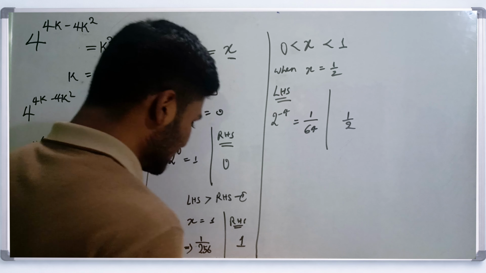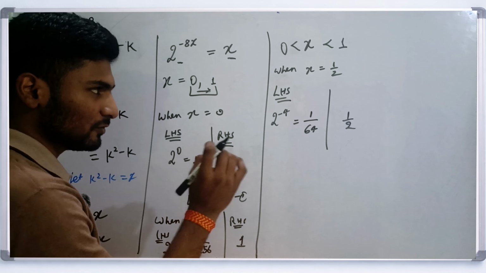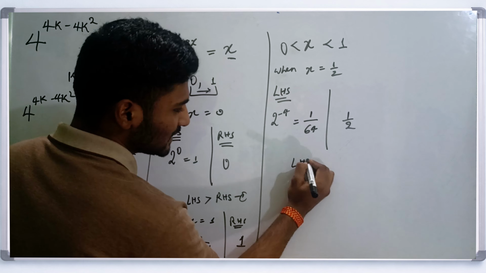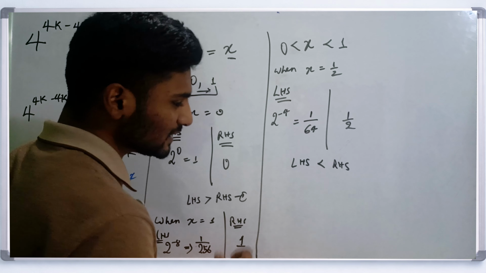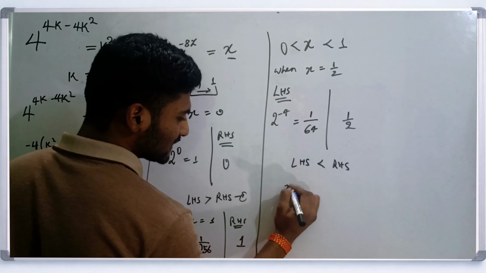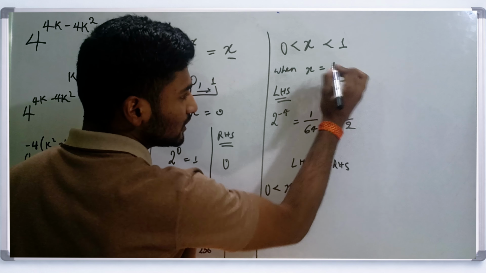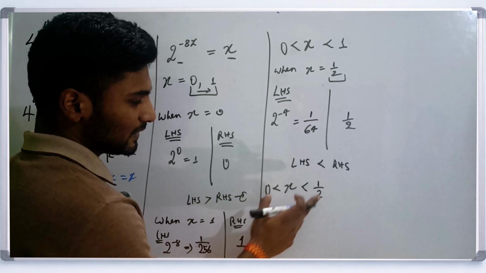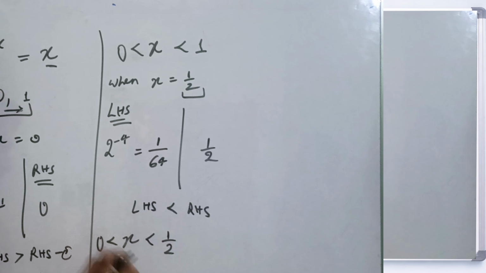So from here, we can see that although we have decreased the value of x from 1 to 1 by 2, our LHS is still lesser than RHS. So again we come to the deduction that our value of x is greater than 0, but still it's lesser than 1 by 2, because we need some values that balance this equation. Although we have decreased this value from 1 to minus 1 by 2, our LHS is still lesser.